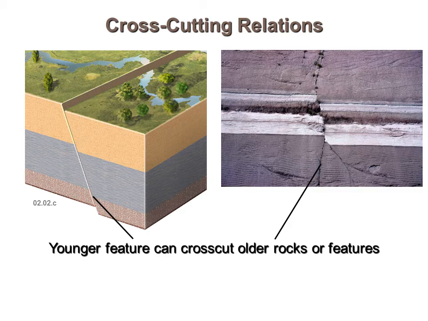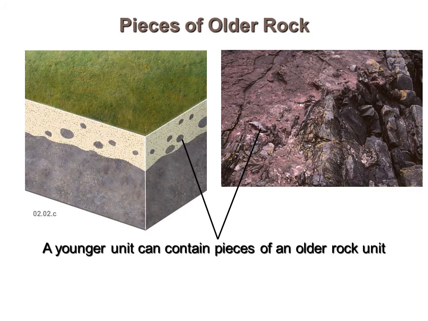Our next one is the principle of inclusions. This is where rocks include pieces of older rocks. In these images on the left, we have pieces of gray rock that had to be formed and on the surface to be incorporated into the overlying tan unit. On the right, a red unit contains pieces of a gray unit. The red unit is younger than the gray one.